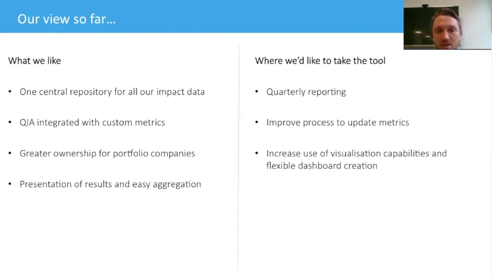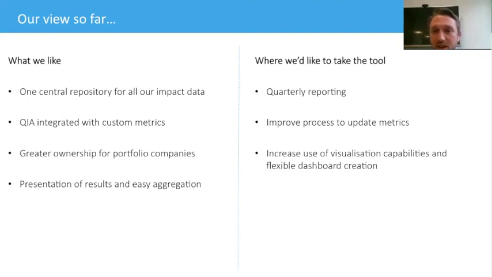And then finally, presentation of results and easy aggregation. So as I've said, we're able to lift the reports and use them in our investor reporting, and we can easily, when someone comes to me and asks me, can you give me how many first-time gym users in Fund 1, I can easily pull that information.